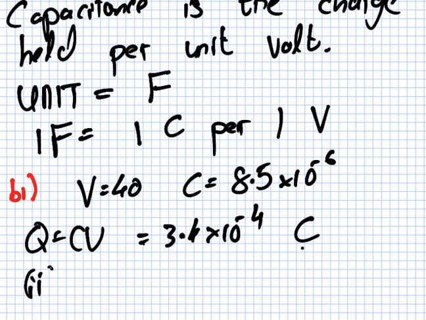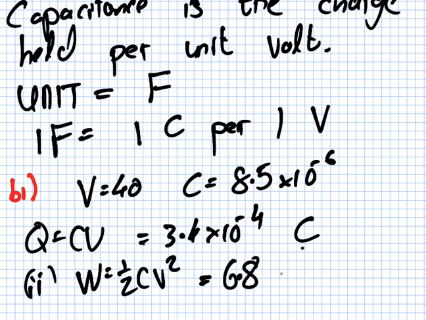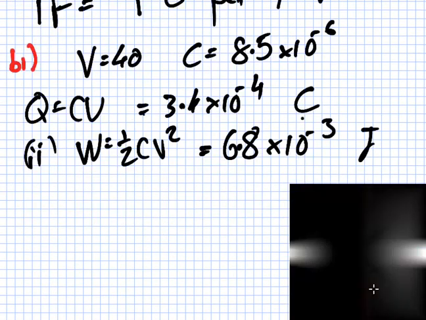Too easy. And then part 2 is what is the energy? What's the formula for energy? Half CV squared. You know the C, you know the V. A half times C times V squared. I get, pretty small, 6.8 millijoules. And that's part B done.